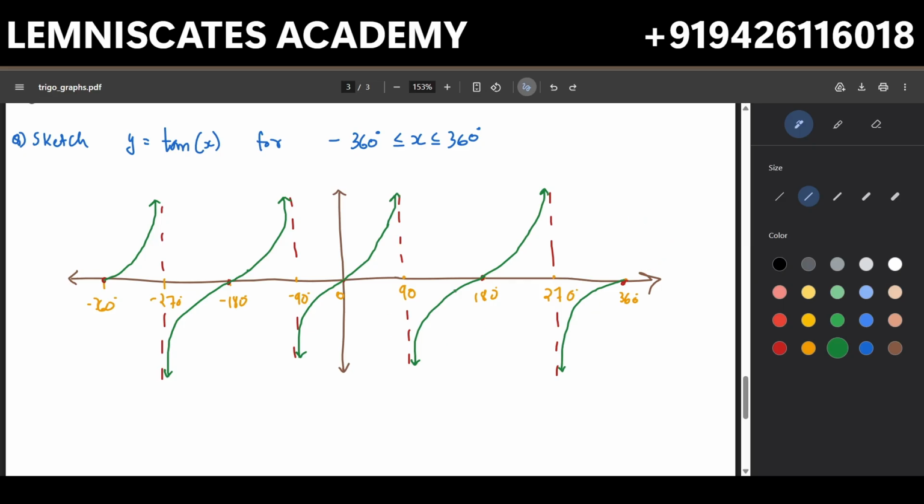Now let's say we have to find the range. Clearly, we can see that the y values are going from negative infinity to positive infinity. So the range is all real numbers. That will be your range. But the question was just about sketching, so that is how you do it. But now let me show you a question where you are supposed to find the range of the tan x graph.